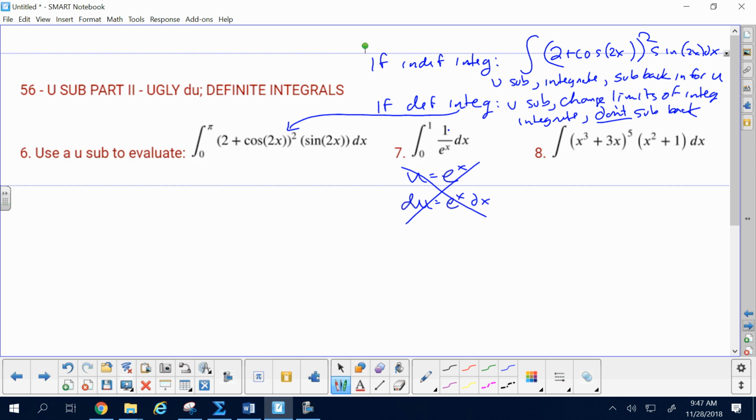Not x. Okay, I beg you, develop the skill of making your life easier by rewriting the problem. Rewrite the problem. E to the... it is a function within a function. U is negative x.